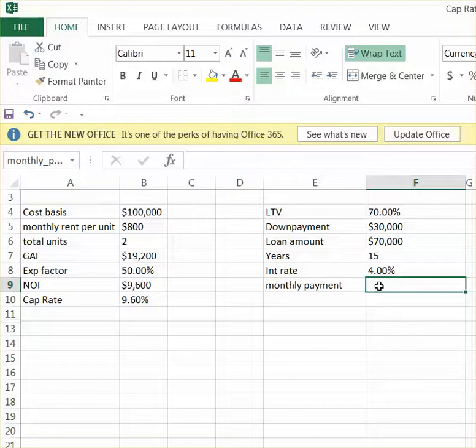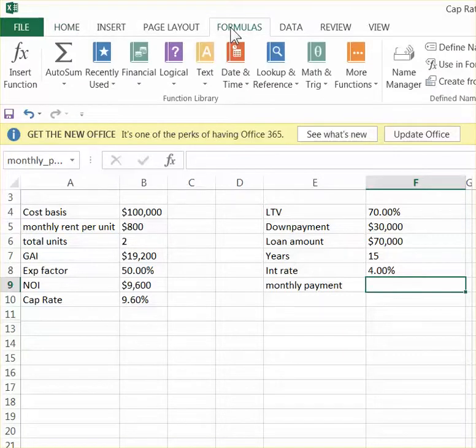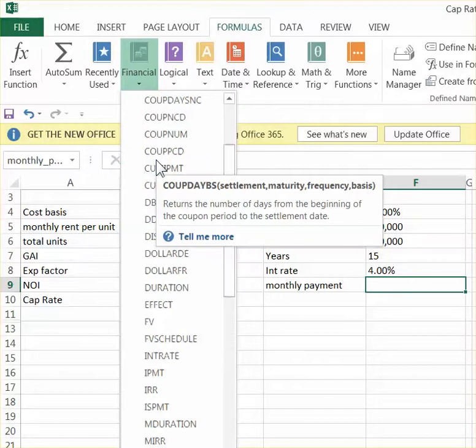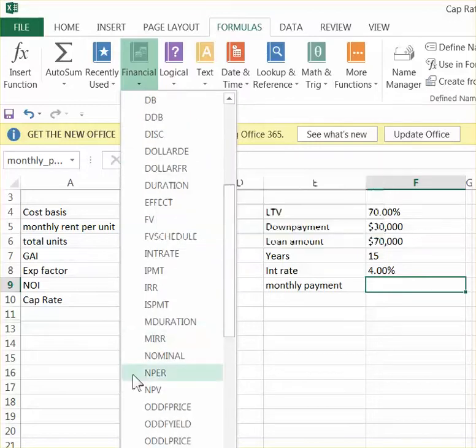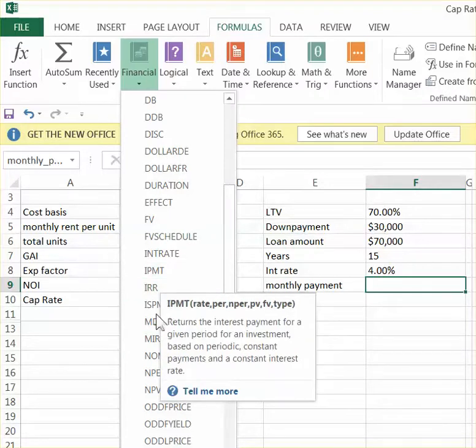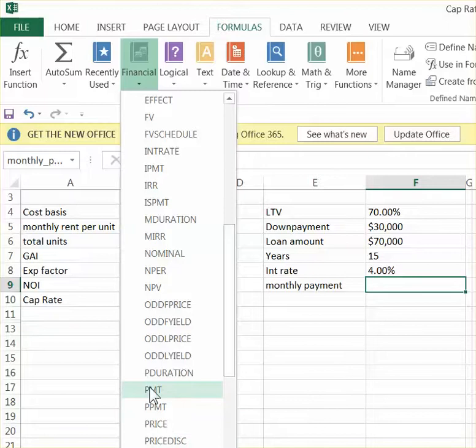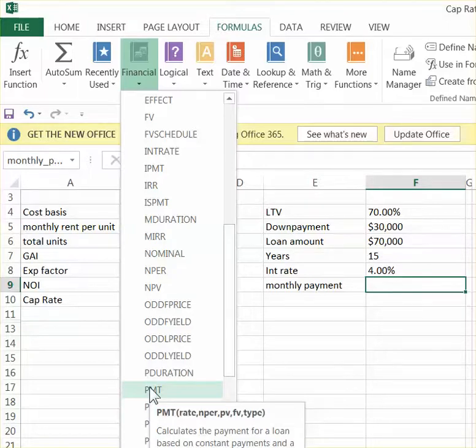Now, how much do you have to pay per month? This is where we go to formulas. And I would like to grab the financial formulas. The one that I want is the payment formula. LMNO, okay, there we go. Come on, baby. Payment. Calculates, blah, blah, blah. Notice it's going to accept the rate, the number of periods.